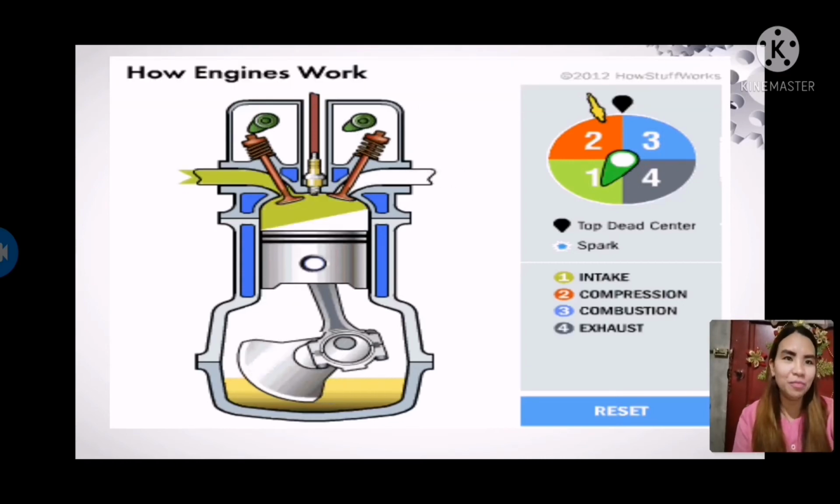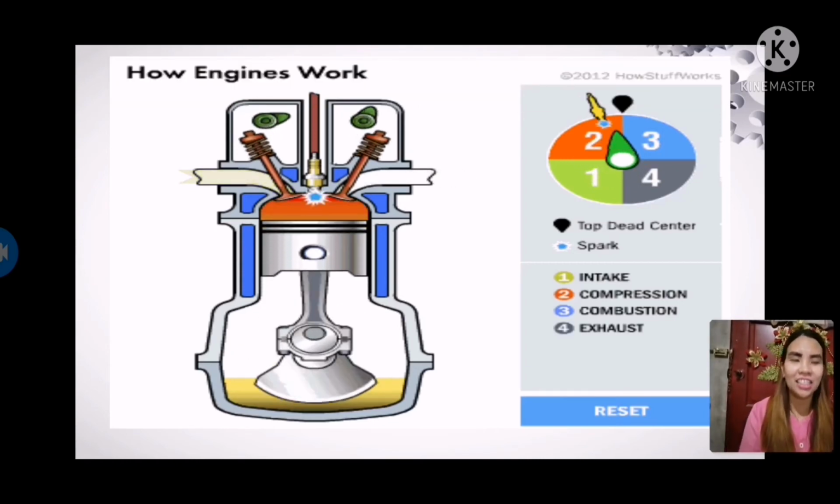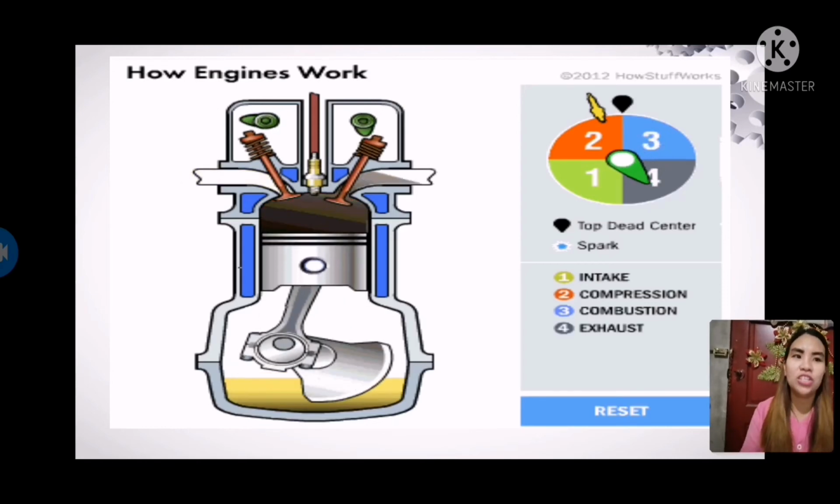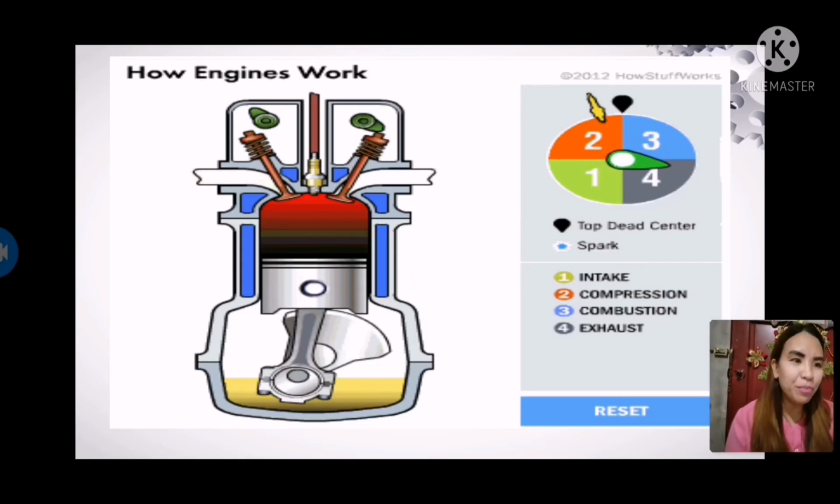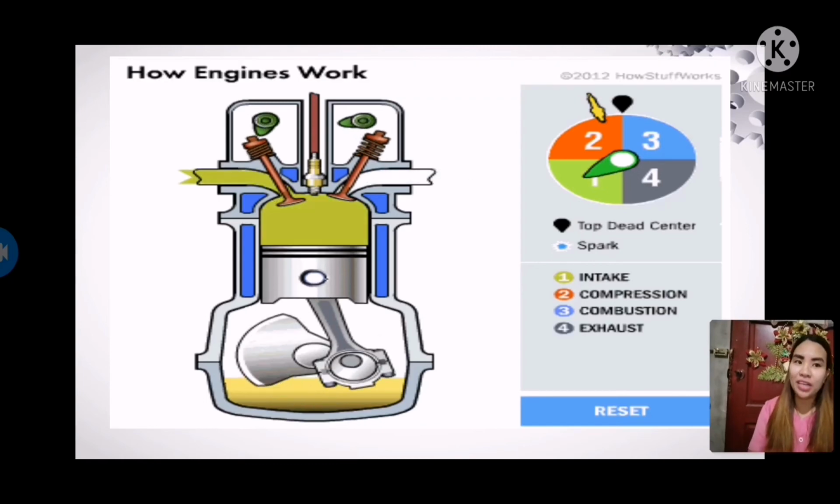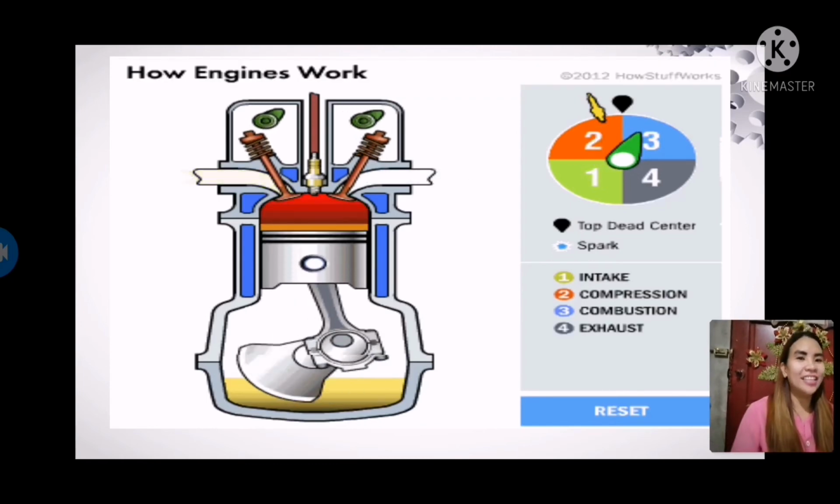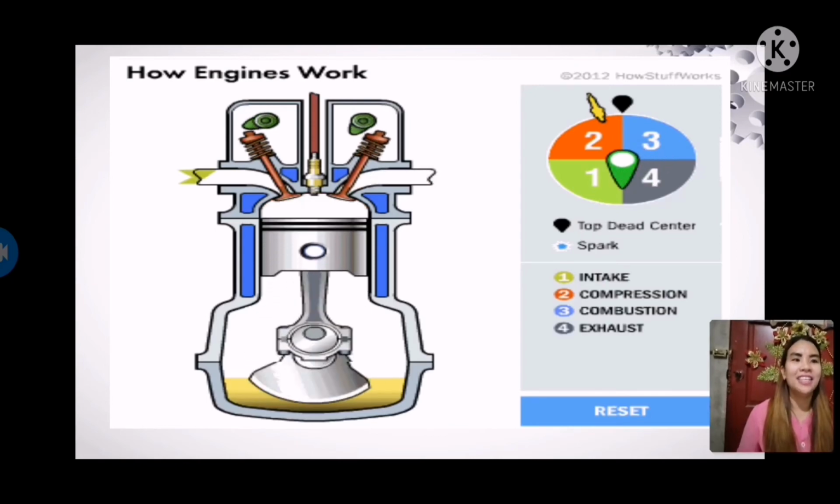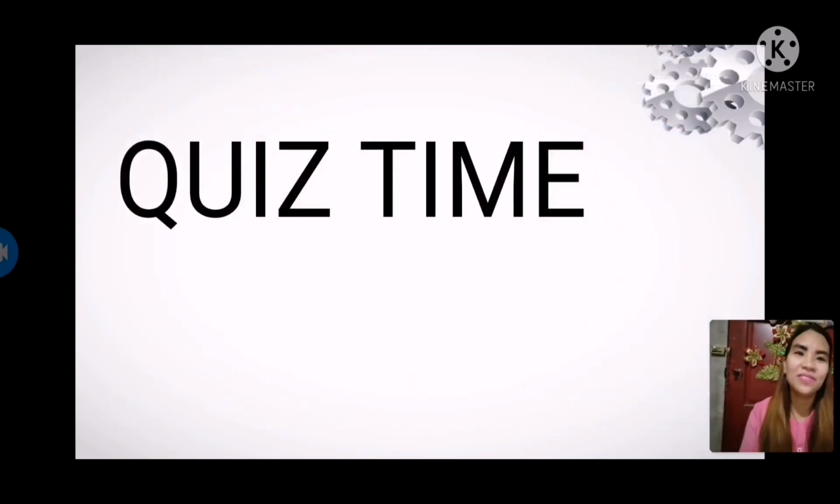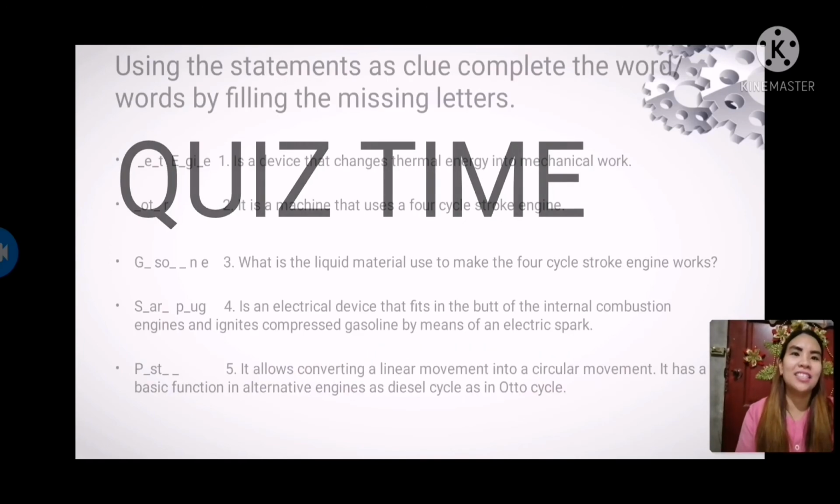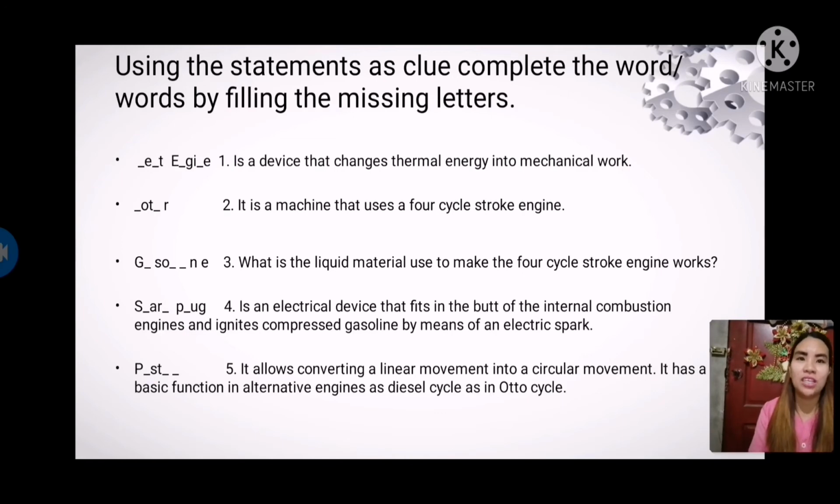Now you can answer your questions using the things I have discussed a while ago. I'll give you 5 minutes to answer, and after that I think you are really ready for our next part. And what is that? Quiz time, to see if you have really learned what we have discussed. We only have 5 questions here. Using the statements as clues, complete the word or words by filling in the missing letters.